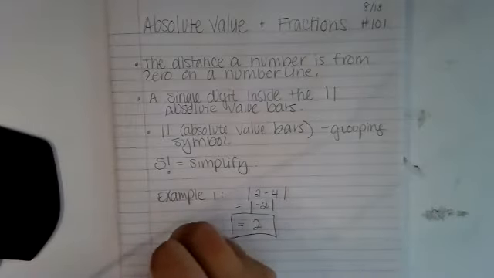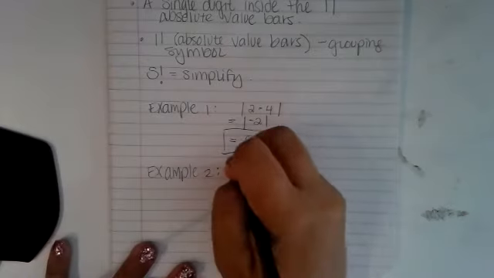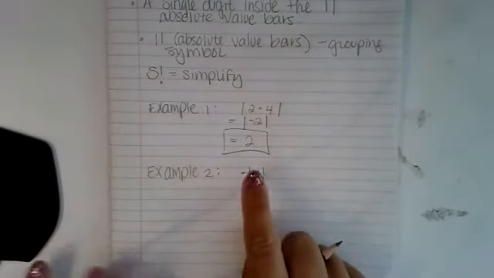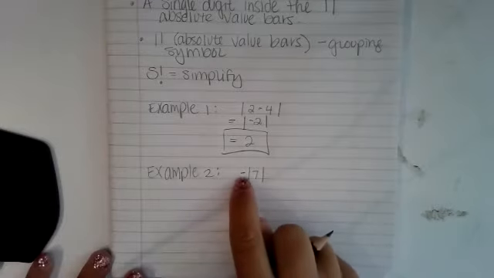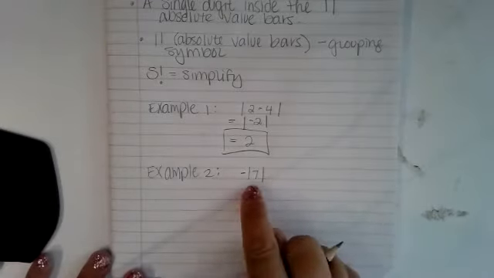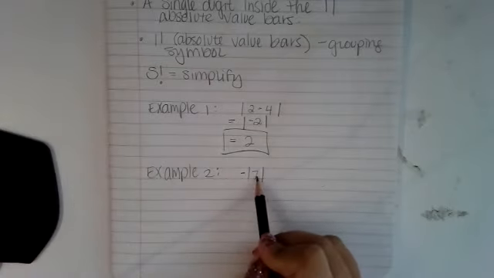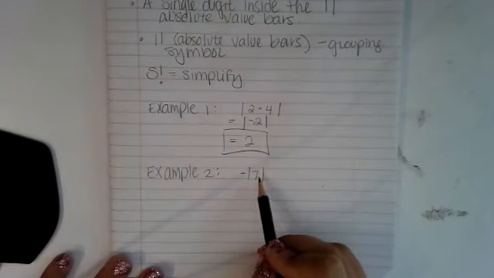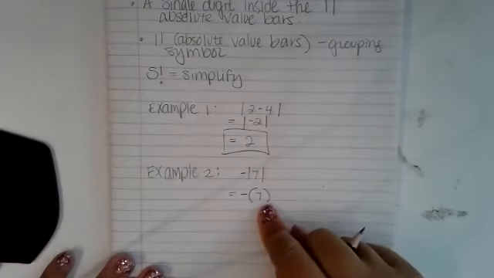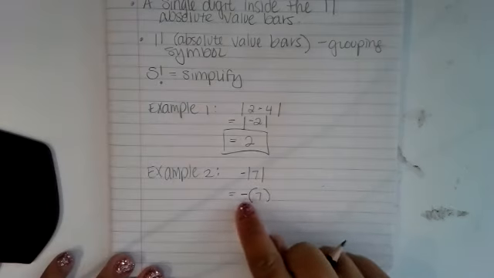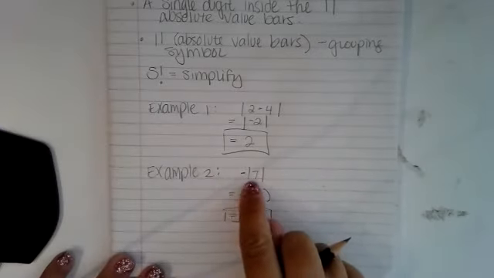Here is example 2. Okay, example 2 looks like this. Now, when I read this, I don't read it as negative of absolute value. I read it as the opposite of the absolute value of 7. So there's only one digit inside here, which means that when I simplify, this becomes a negative touching 7, which would essentially be the same thing as a negative 1 times 7. So therefore, it is negative 7. And that is the opposite of the absolute value of 7.